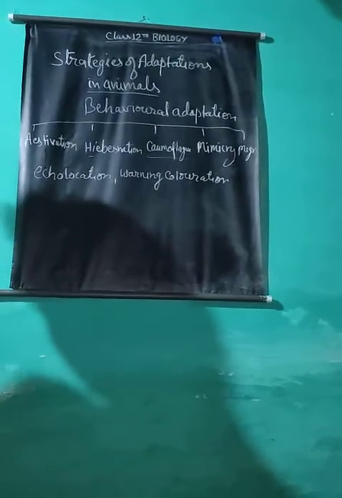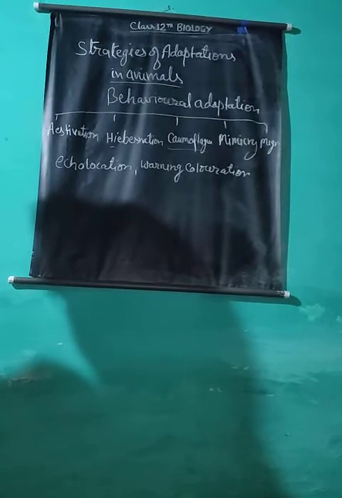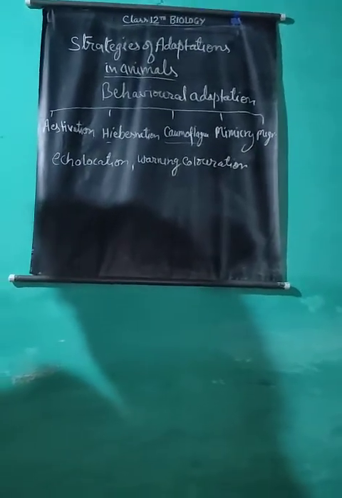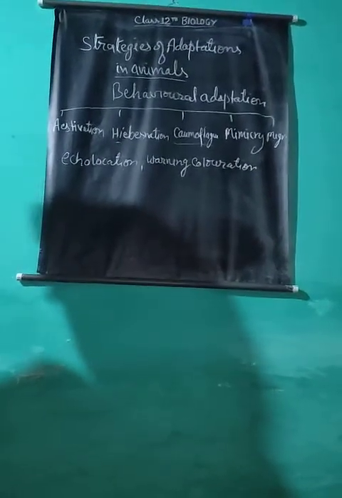Mimicry: it is the resemblance of an organism with another organism or object in form, color, and behavior to escape predators' notice. An organism that bears resemblance is called a mimic, and the organism or object to which a mimic resembles is called a model. Advantages of mimicry: mimicry protects the prey from predators as well as helps the predator to capture the prey.